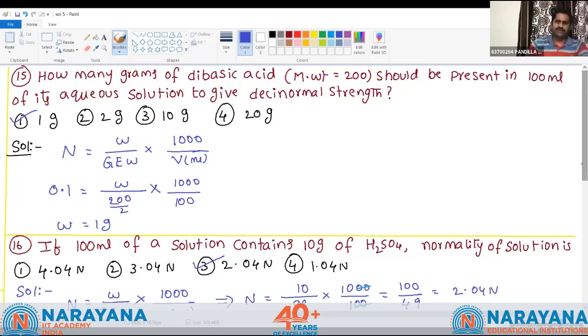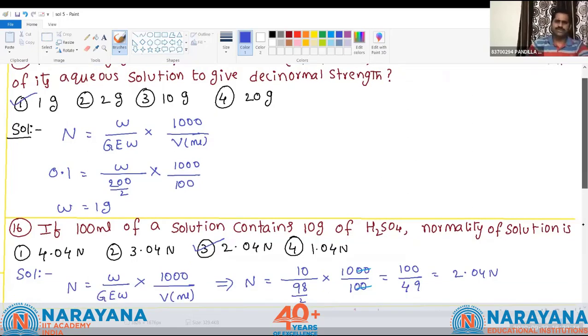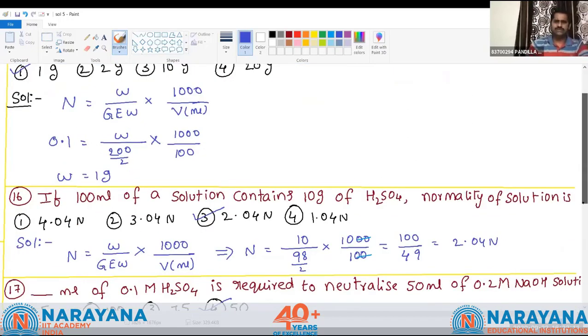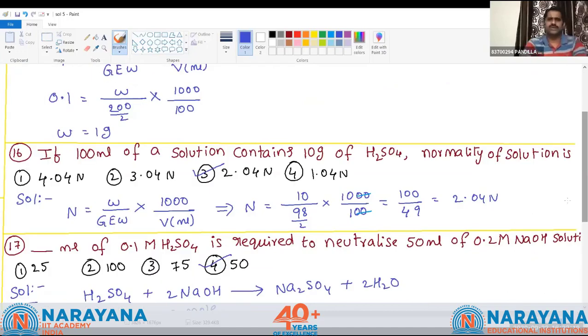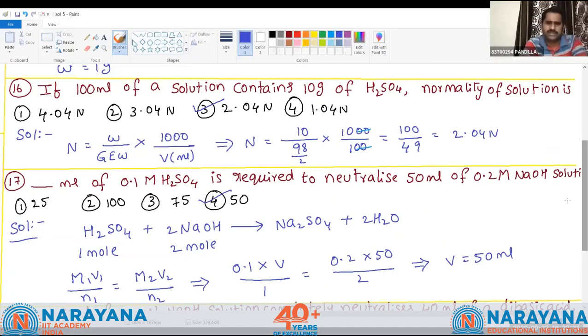Now I'm going for the next question, that is the 16th question. Please observe, students. If 100 ml of a solution contains 10 grams of H2SO4, the normality of the solution is equal to weight by gram equivalent weight into 1000 by volume in ml. Normality is equal to 10 divided by, gram molecular weight is 98, H2SO4 has replaceable hydrogens, that means basicity 2. By doing the calculation, we got 2.04 normality. It's option 3. Next, question number 17.